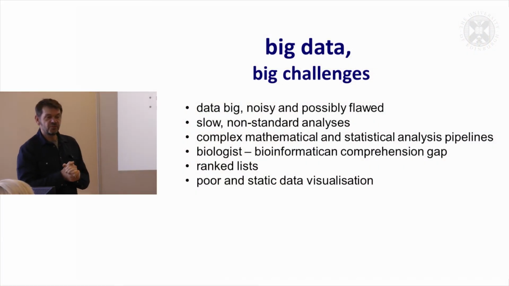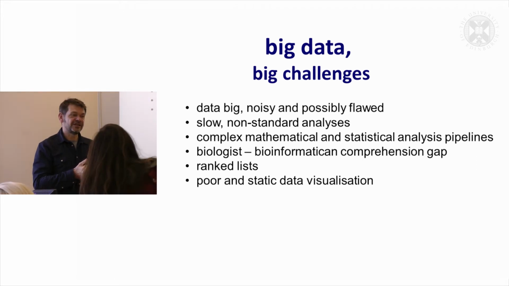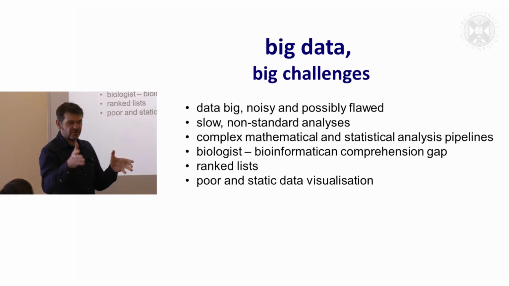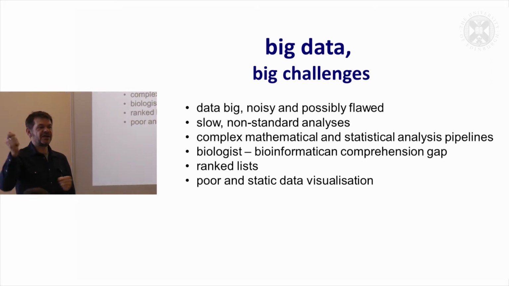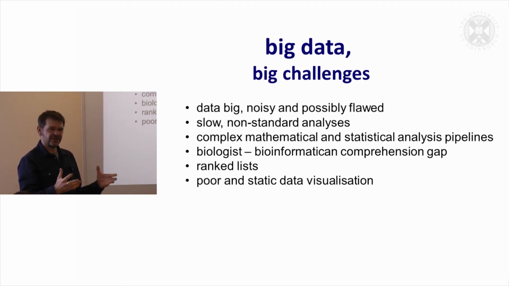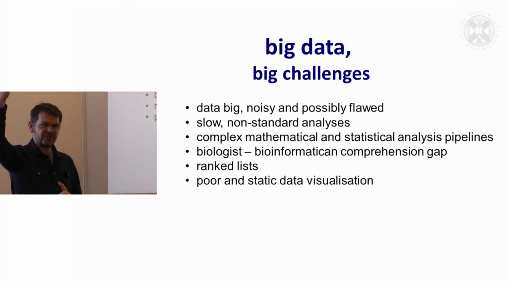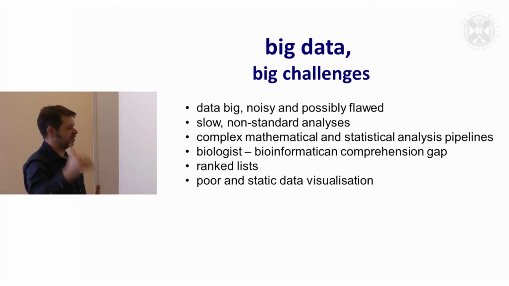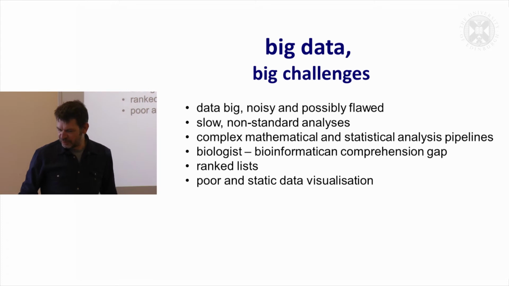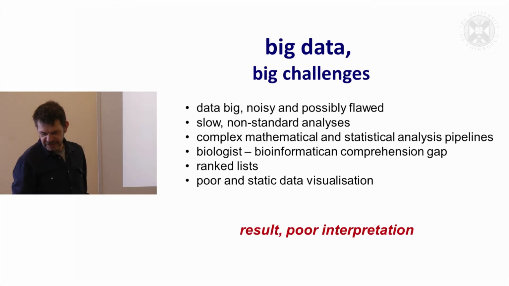Quite often what you get given back is a ranked gene list. You do a statistical analysis, and the obvious thing to do is to give your list back ranked according to p-value or fold change. That is a false way of looking at data, because it assumes that the biggest change and the biggest significance is the most interesting, which is not the case. And of course what we'll come on to is poor and static visualizations.